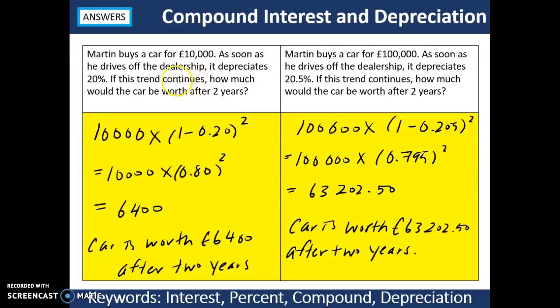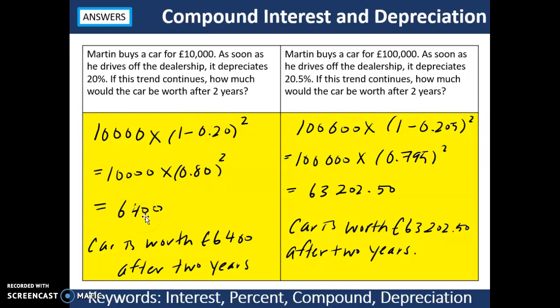Okay, so how it works is we're looking at two different amounts, 10,000 and 100,000. So for this one, you're losing 20%. As soon as you drive off, you lose 20%. And if this trend continues, how much would the car be worth after 2 years? So this time, instead of adding, you're actually subtracting. So for here, you take your 10,000, you times by 0.80, because you subtract, to the power of 2, you get yourself 6,400.